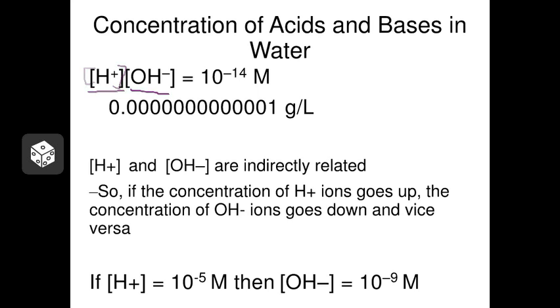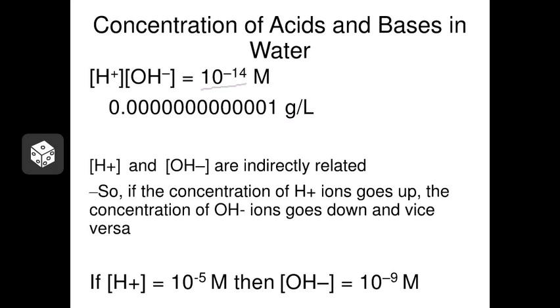Now, I told you that if you had a sample of pure water, the dissociation of those molecules occurs very rarely. So if we were to measure the concentration of the hydrogen ions and the hydroxide ions in a sample of pure water, we'd find about this many grams per liter, which is the same as saying molarity. Now that number is difficult to understand, so we put it in scientific notation and we get 10 to the negative 14 molar. In other words, how much hydrogen and hydroxide can we find in a typical sample of pure water? 10 to the negative 14 molar.